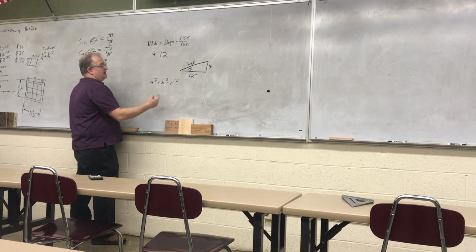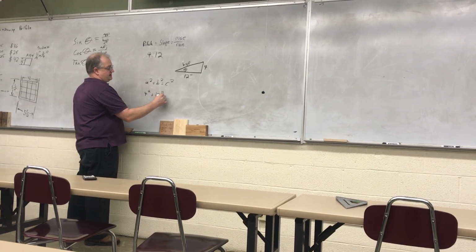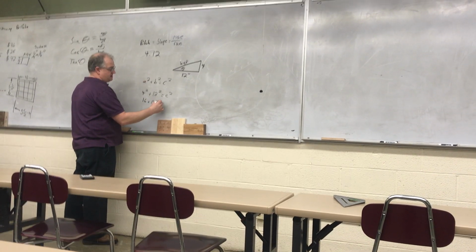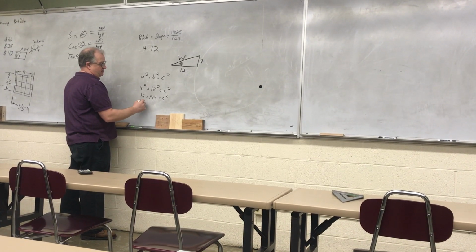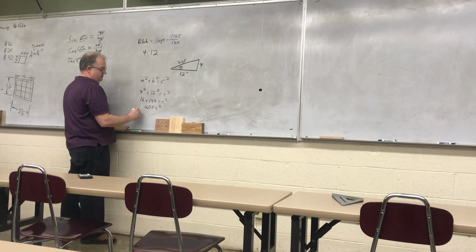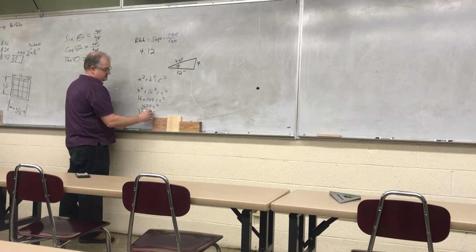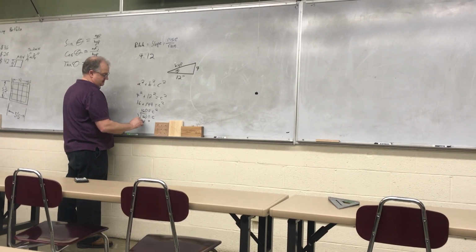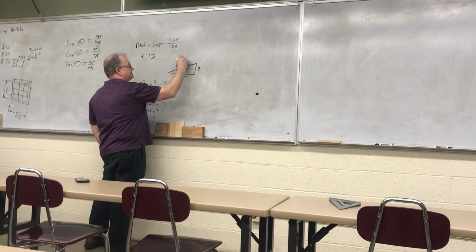And that would say 4 squared plus 12 squared equals c squared. This is 16 plus 144 equals c squared. What's 144 plus 16? 160 equals c squared, right? And then we take the square root of both sides, and that equals c. What does c equal? 12.65. All right, so that's one way, 12.65.